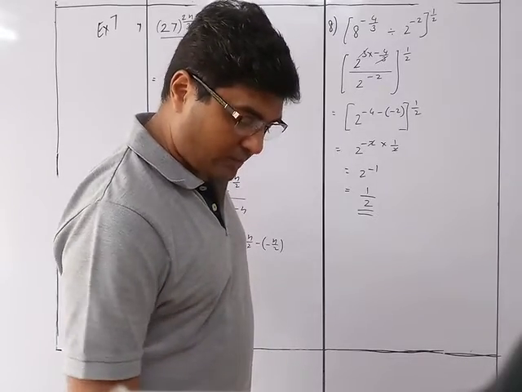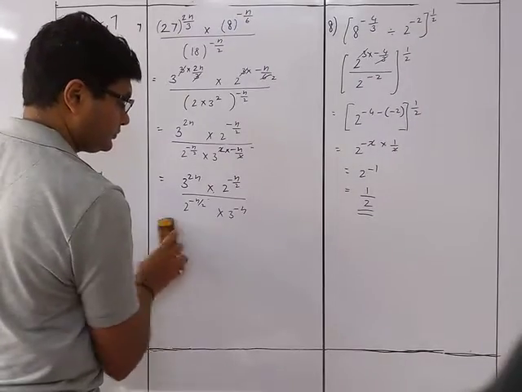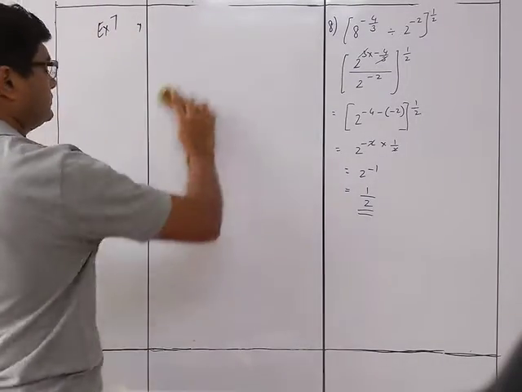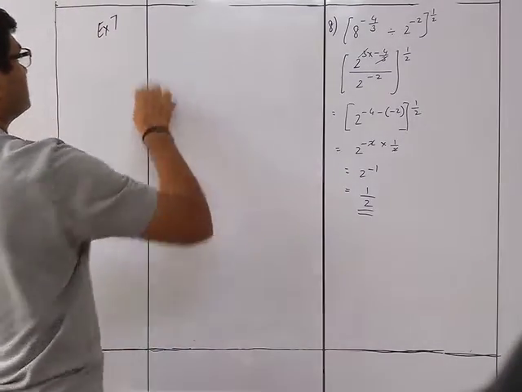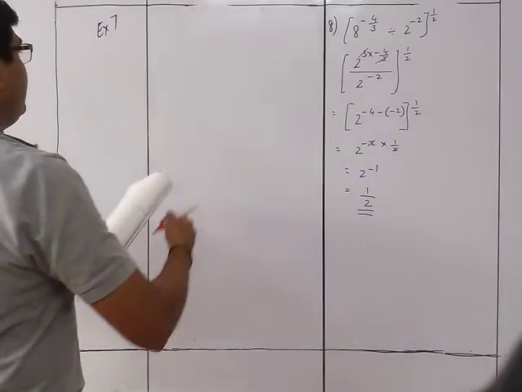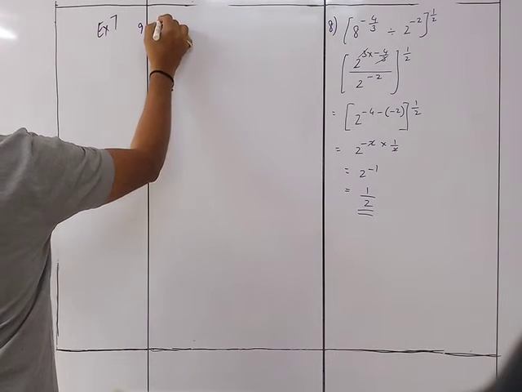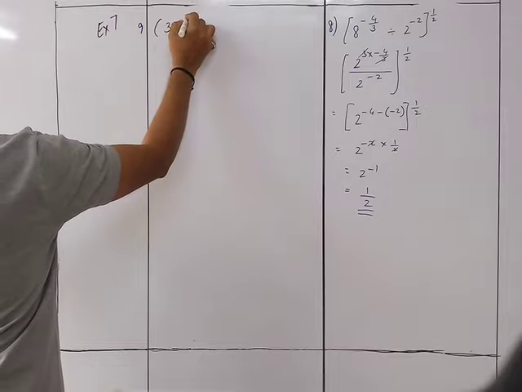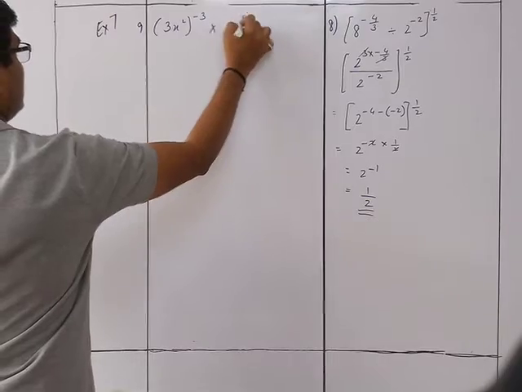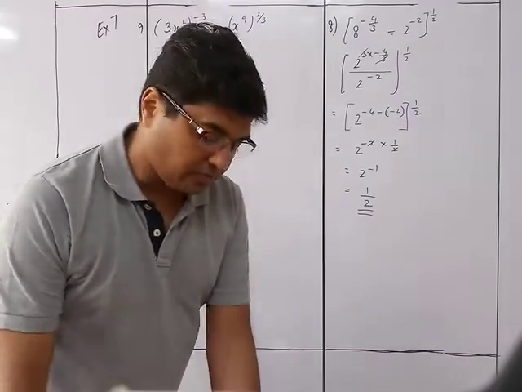We move on to the next one, sum number 9. Sum number 9 is ((3x^2)^(-3) × x^9)^(2/3). Okay, this was the question.